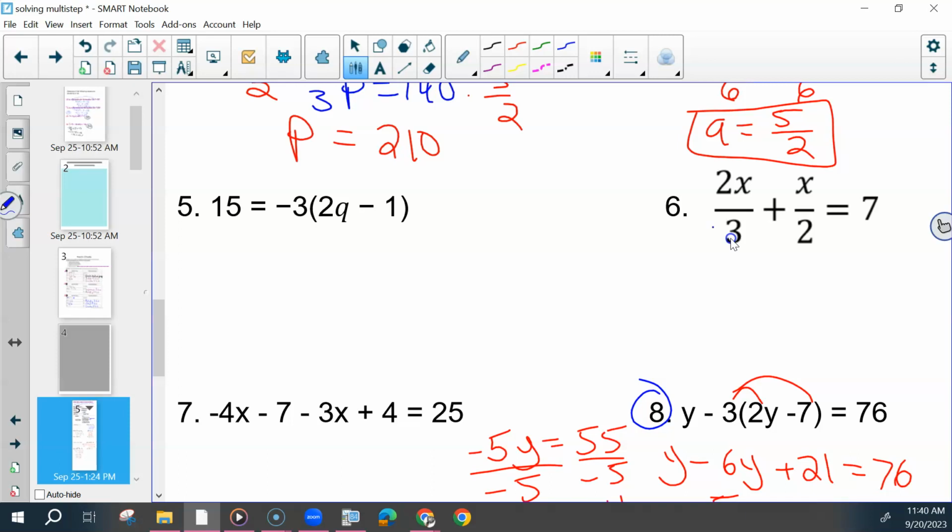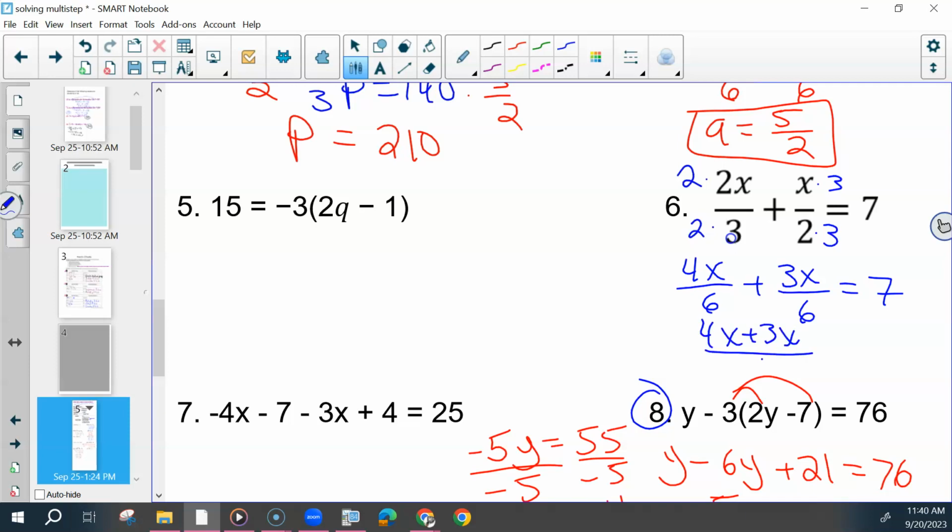So I can multiply this by 2. What I do to one piece of the fraction, I have to do to the other. And then multiply this by 3, and same thing here. And then change those numbers. So now you combine the terms. Now we can combine the fractions. And then combine them.